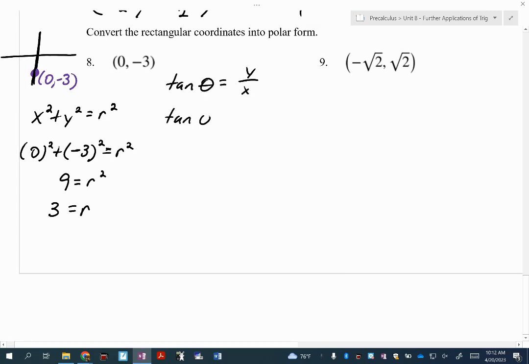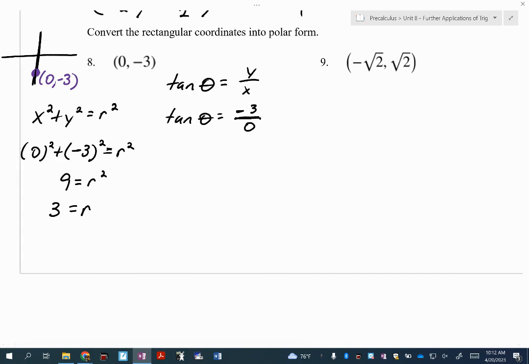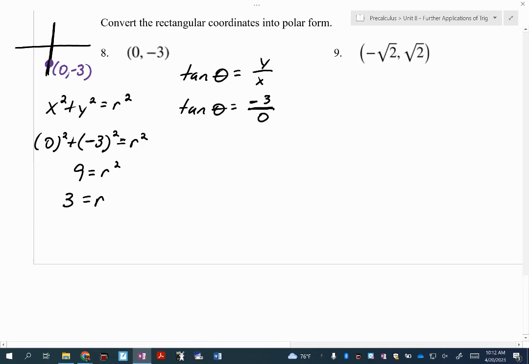x. So in this case, the tangent of theta is -3 over 0. Now, this should hopefully be a giveaway that something interesting is going on, right? Even if you didn't sketch it, this would probably tell you, hey, you should probably sketch this. All right, this is undefined. Anything divided by 0 is going to be undefined.